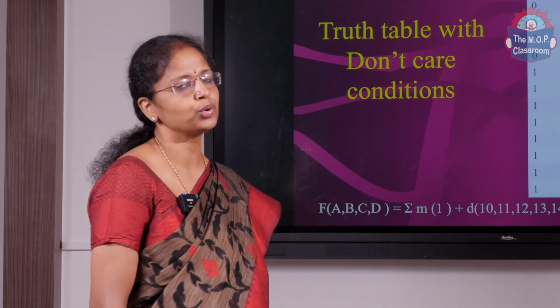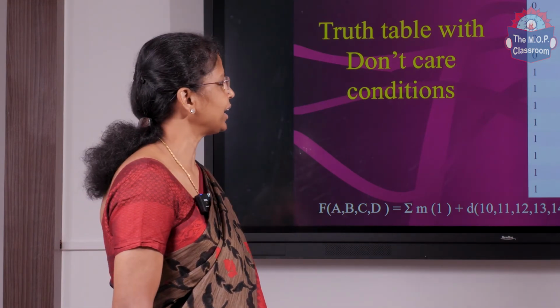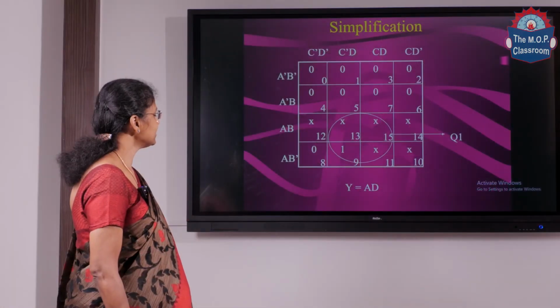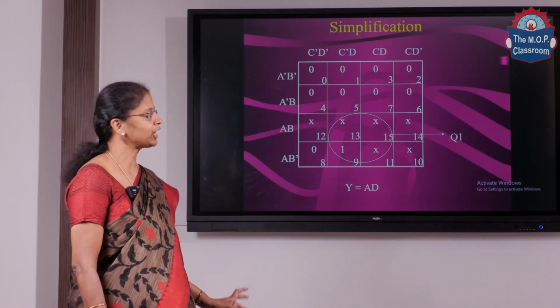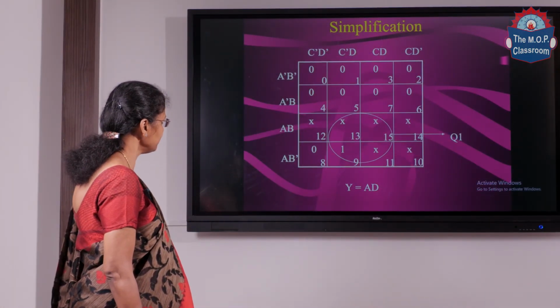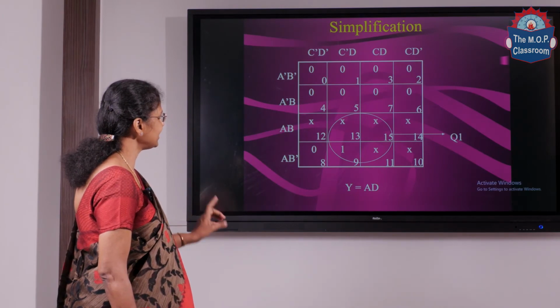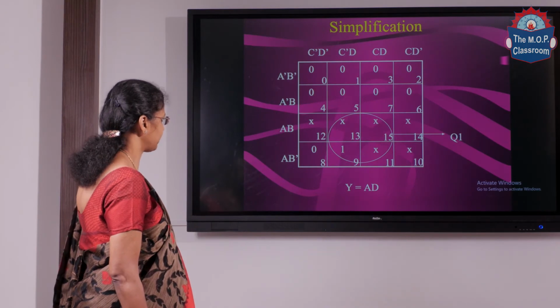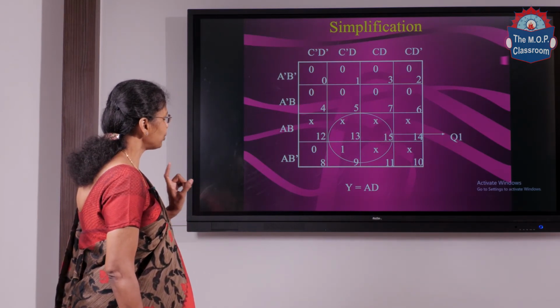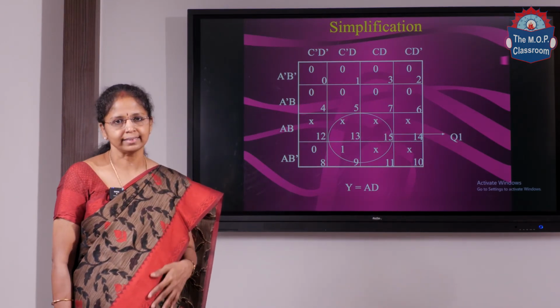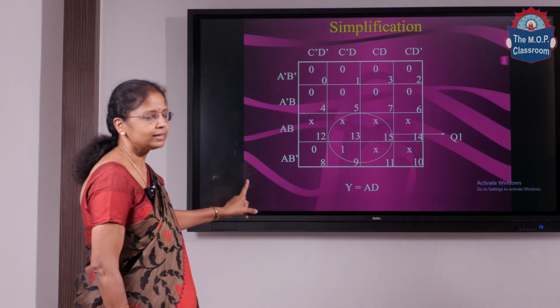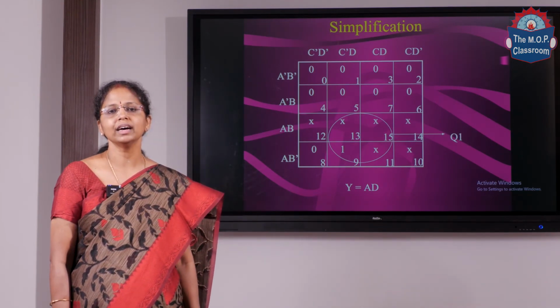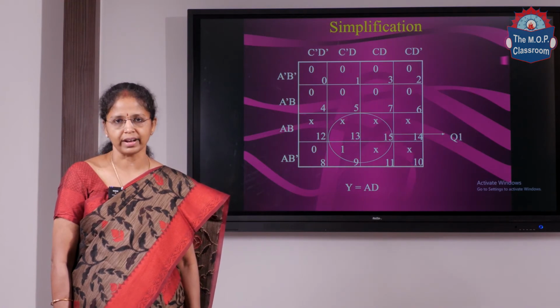Now, we will see how to get a simplified Boolean expression for this. This K-map is a representation of the previous truth table. Here you could see the X values, the don't care conditions, along with the 1s. We have to group the 1s here. The 1s are grouped along with the adjacent X values.